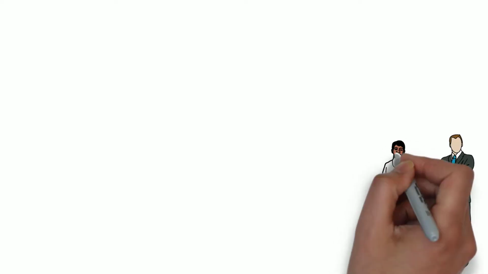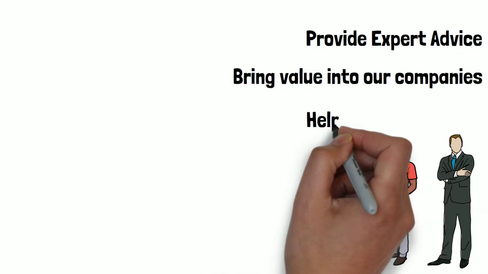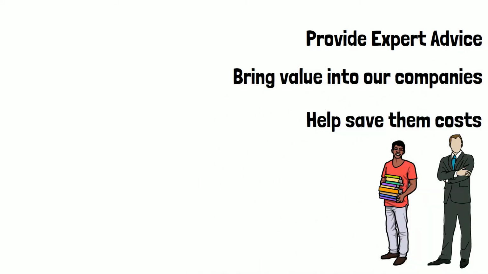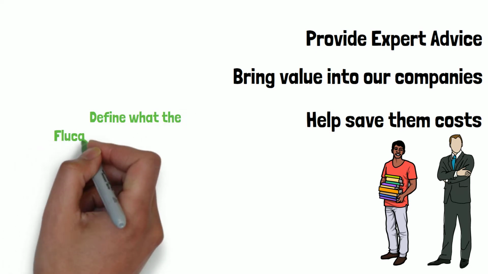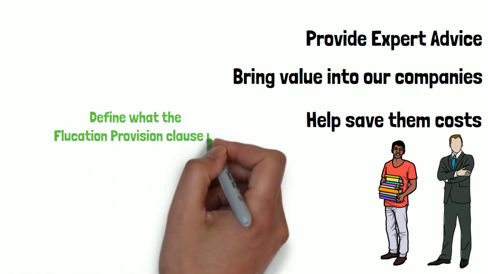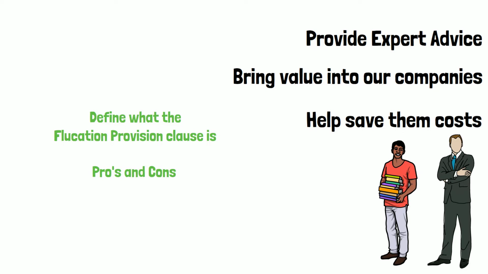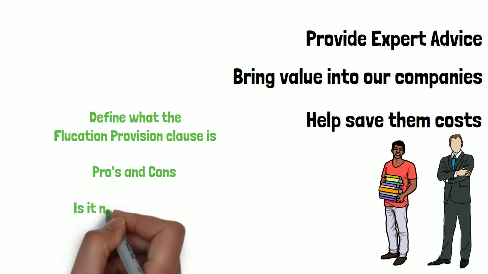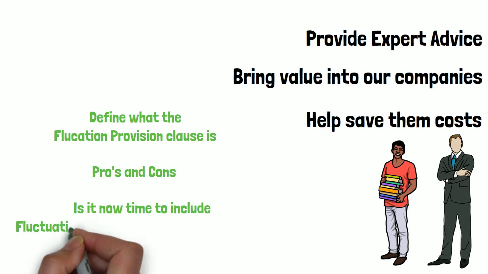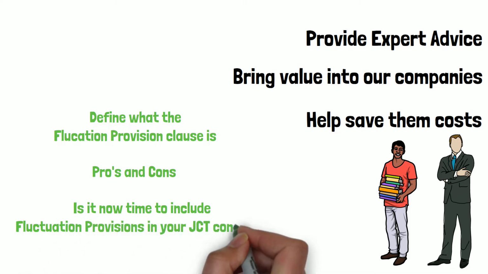If you're watching this video, you're probably a QS or a QS in training, and it's our job to provide expert advice, bring value into our companies, and help them save costs. So in today's video, we're going to define what the fluctuation provision mechanism is, give you the pros and cons for using the mechanism, and answer the question in the title. Is it now time to include the fluctuation provisions in your JCT contract?